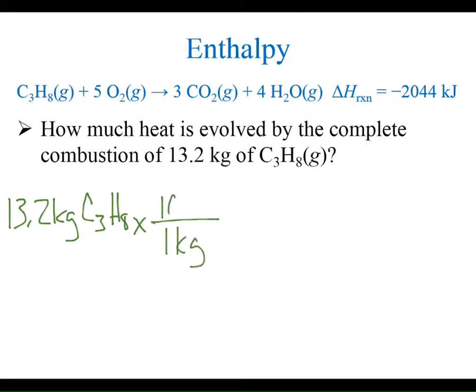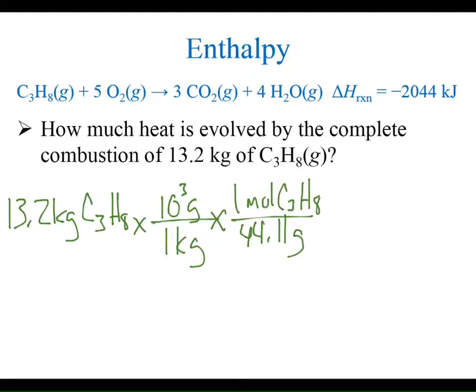So kilogram. The molar mass of propane: 3 times 12 is 36, and 8 is 44. So this part's all the same. Now I'm in moles of propane. So this part here you know how to do. I'm going to turn it into kilojoules. How do I do that? There's 2,044 kilojoules per 1 mole in this case. If it was oxygen, I'd have said per 5 moles. If it was CO2, I would have said per 3 moles. It's right off the coefficient.